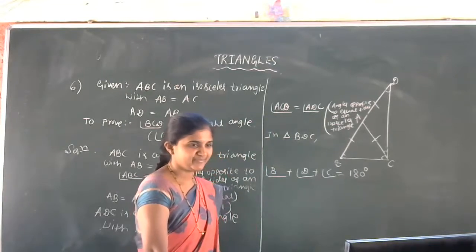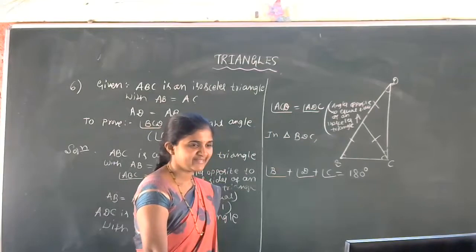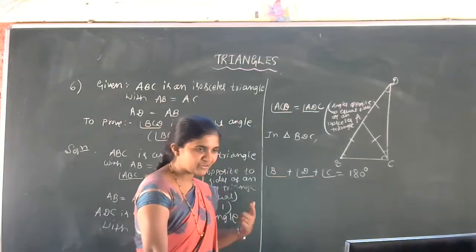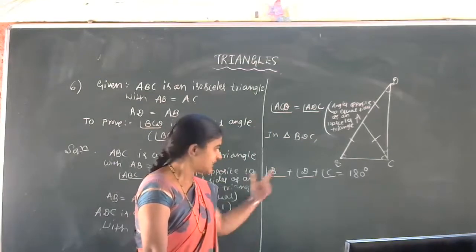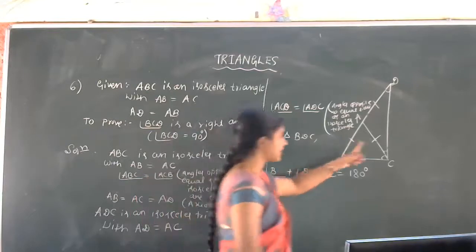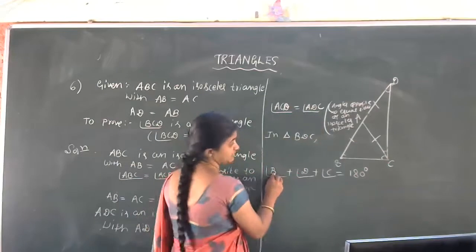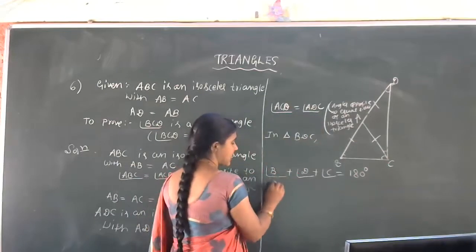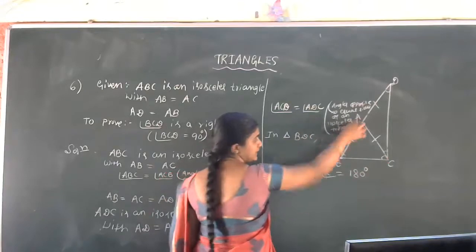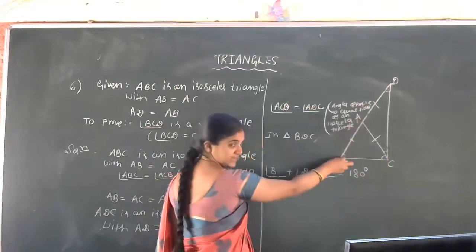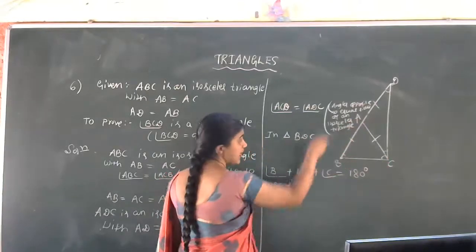Got the idea of this problem? Therefore, BCD is a right angle. Is that clear, students? Yes, angle BCD is a right angle. Got the idea of this problem, students? Very simple actually. See here, once again, let us recall the steps.